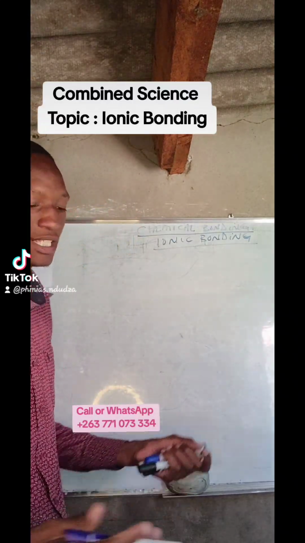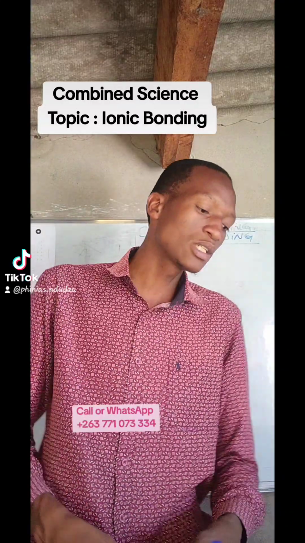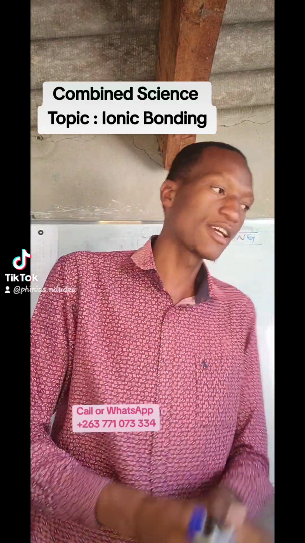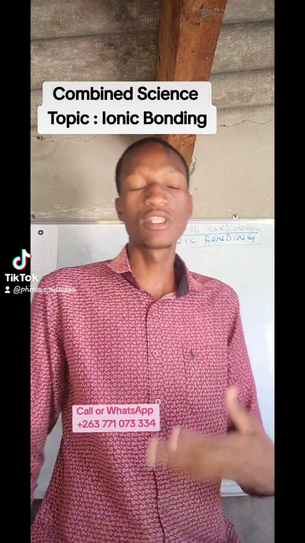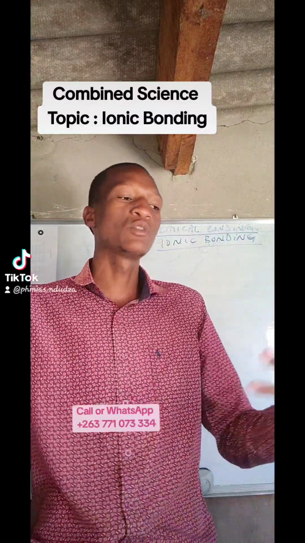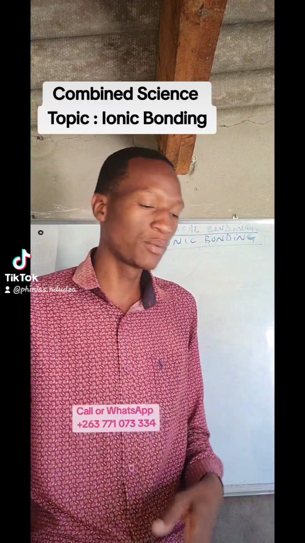So for now, what is bonding? To bond is to join. So chemical bonding is when atoms of different elements combine together. For example, as we said earlier, we have several types of atoms on the periodic table. If we combine carbon and oxygen, they can do a certain type of bonding. So what is ionic bonding?